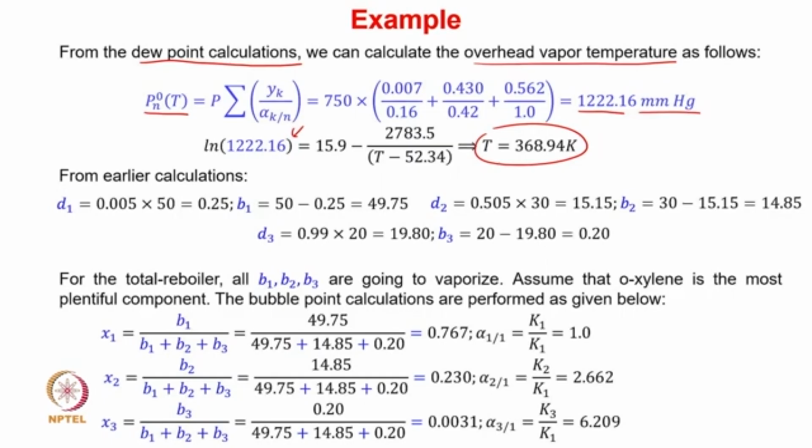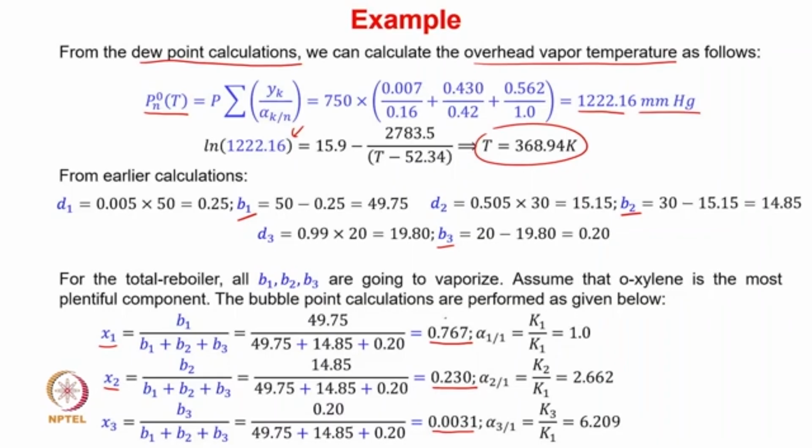So for the bottom product we should be looking at B1, B2 and B3. With respect to this, now we can find out what will be the mole fractions, x1, x2, x3. These are the mole fractions. So x1 is coming out to be 0.767, x2 is coming out to be 0.230, and x3 is coming out to be 0.0031. So you can see that in the bottom the abundantly available component in this case is orthoxylene, isn't it?